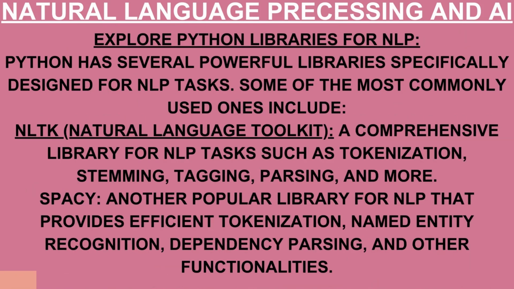Explore Python libraries for natural language processing. Python has several powerful libraries specifically designed for natural language processing tasks. Some of the most commonly used ones include NLTK, Natural Language Toolkit, a comprehensive library for NLP tasks such as tokenization, stemming, tagging, parsing, and more. spaCy, another popular library for natural language processing that provides efficient tokenization, named entity recognition, dependency parsing, and other functionalities.